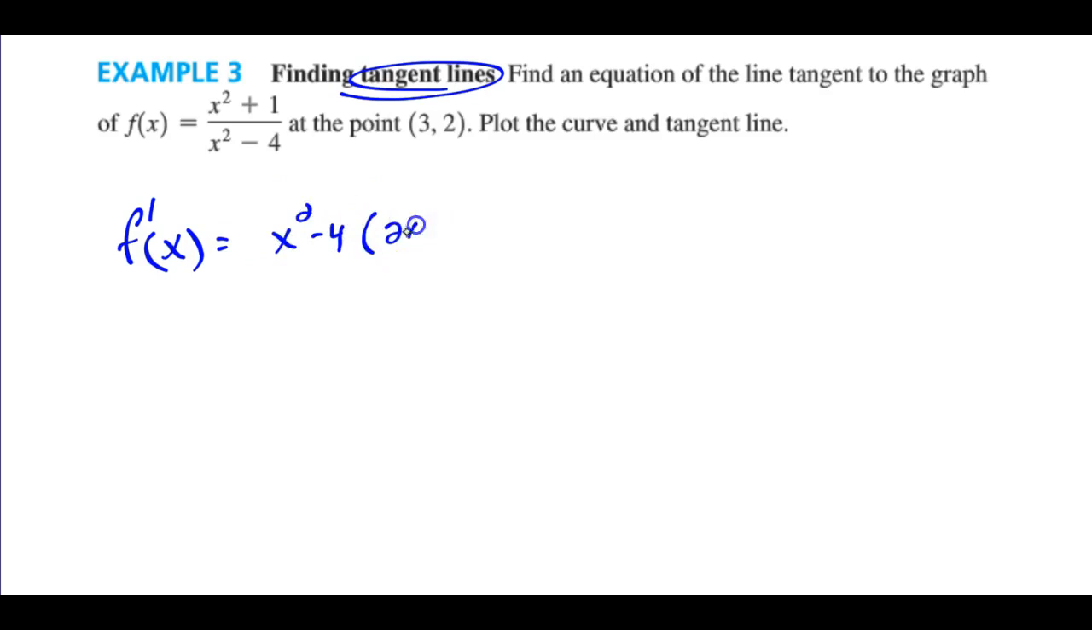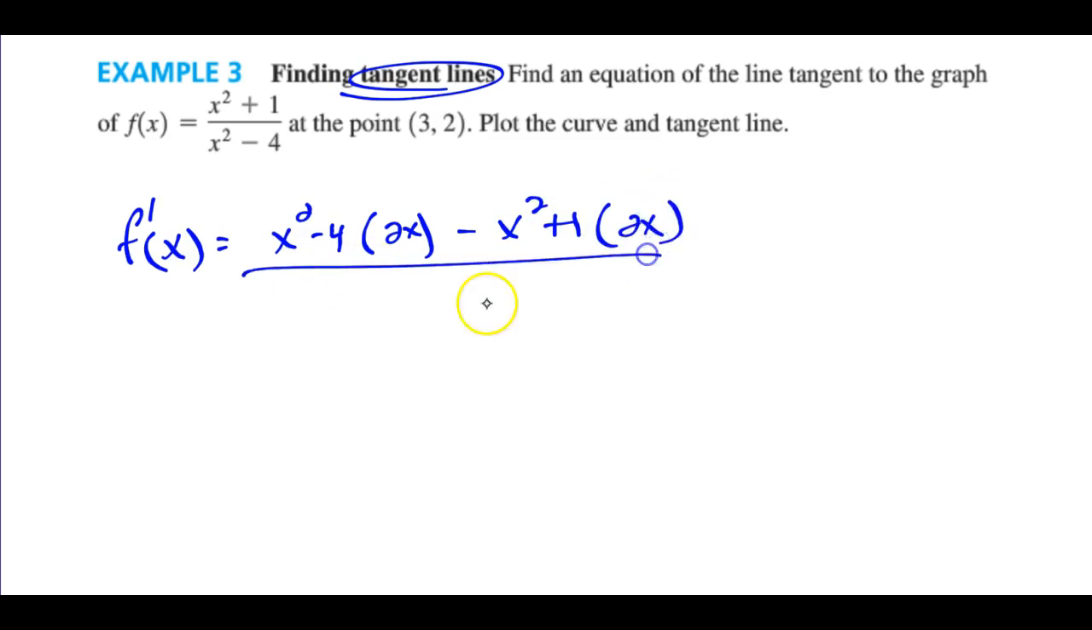Low d high minus high d low all over low squared. And then what I would do is, when I get done simplifying this, I'll probably evaluate the derivative at x equals 3. So I wonder if I could distribute, combine like terms here, multiply it out.